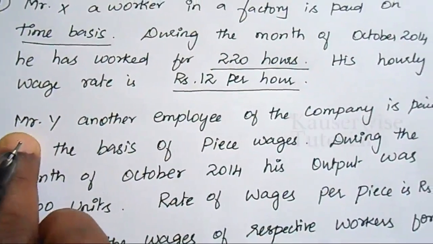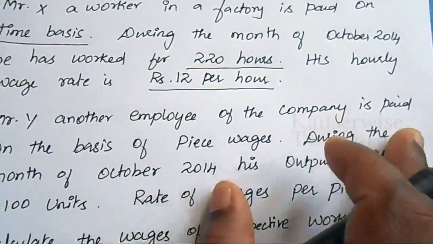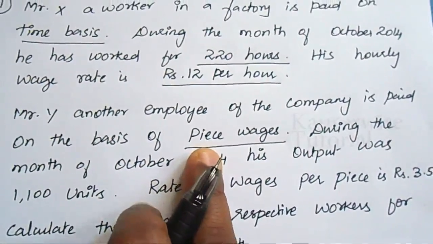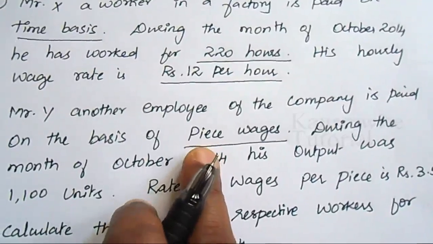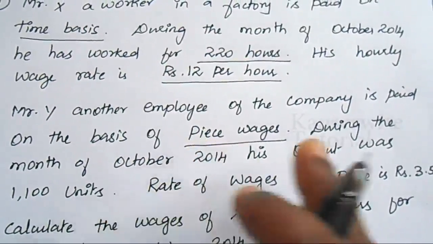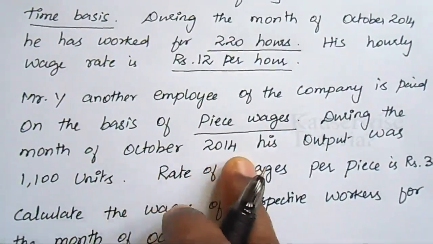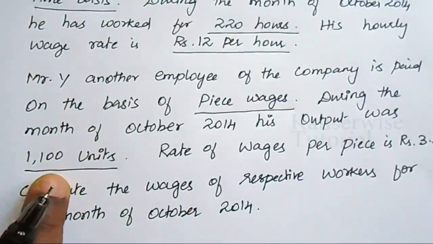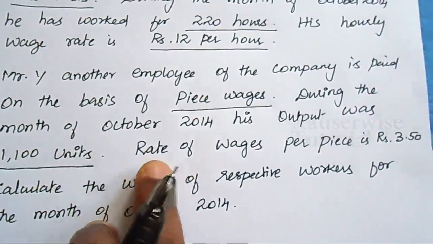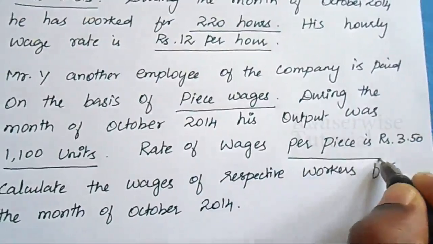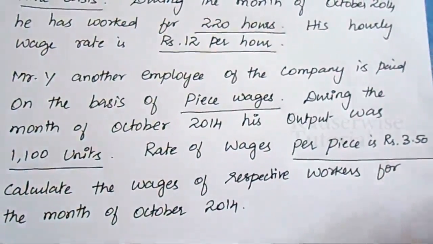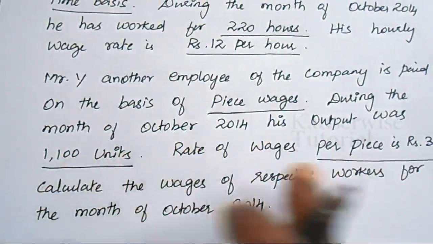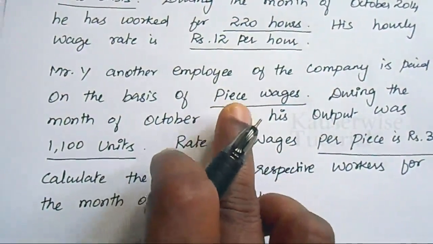Then Mr. Y, another employee of the company, is paid on the basis of piece wage. According to the number of pieces produced by Y, he is getting wages based on piece. During the month of October 2014, his output was 1100 units. The rate of wage per piece is 3 rupees 50 paise. So just multiply the number of units produced and the rate per piece, and you will get the wage according to piece rate.